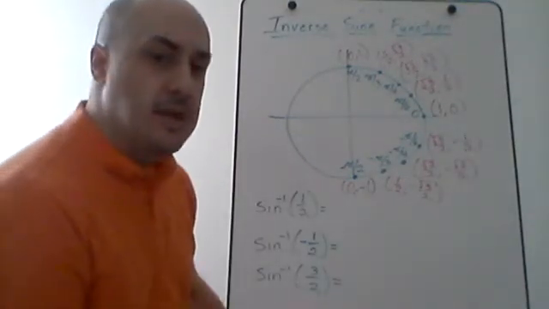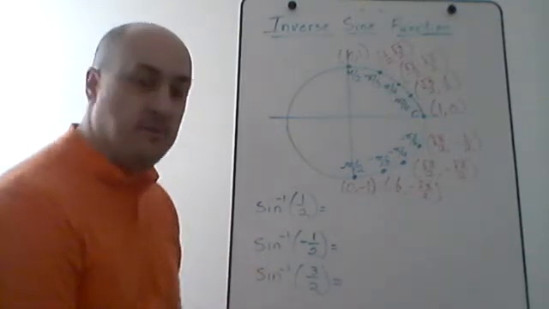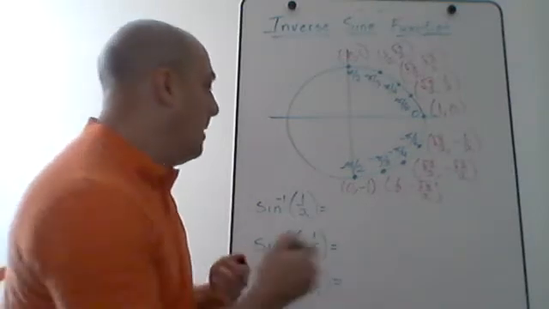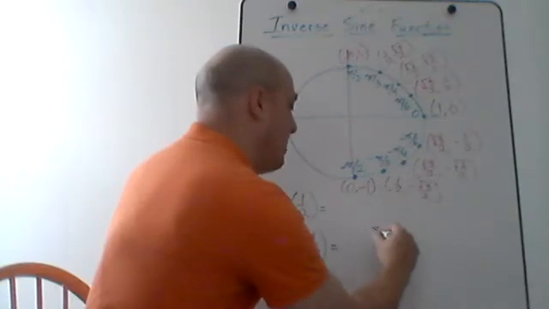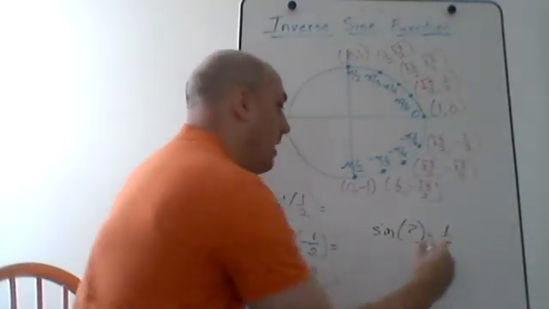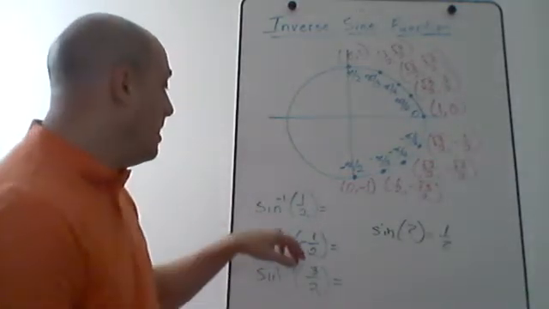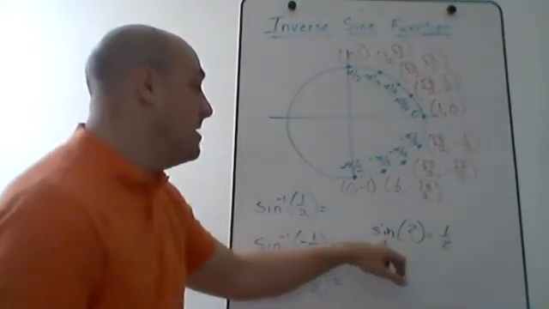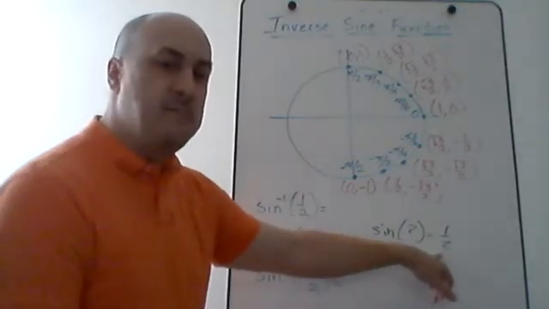The first few examples up here: sine inverse of 1/2, sine inverse of negative 1/2, sine inverse of 3/2. Remember, when you're doing the inverse sine function, for sine inverse of 1/2, basically what we're asked is, sine of what number is going to give me the output of 1/2? Remember, inverse functions switch inputs and outputs. So the input for the inverse sine function, the 1/2 in this case, is the output for the sine function. So the sine of some number is going to give me 1/2.